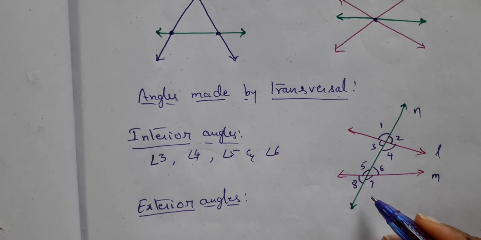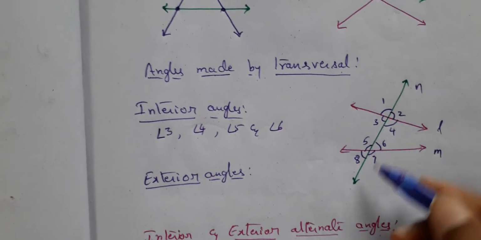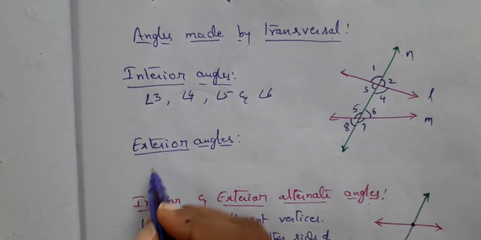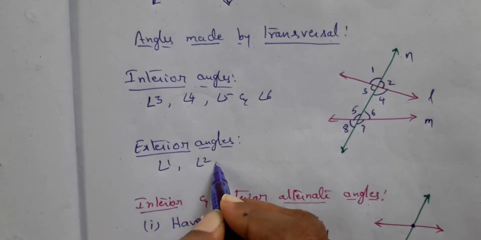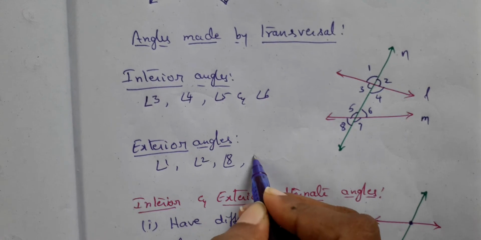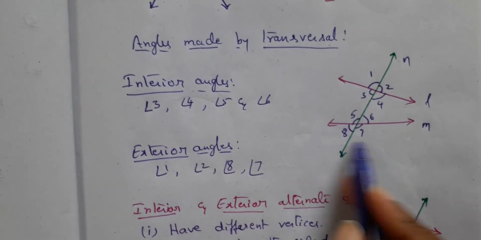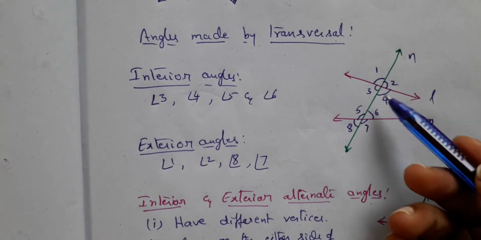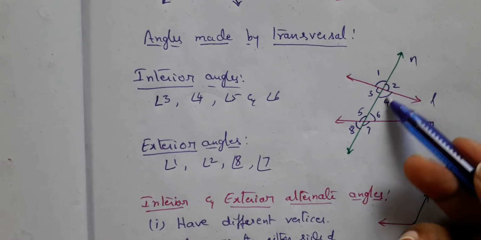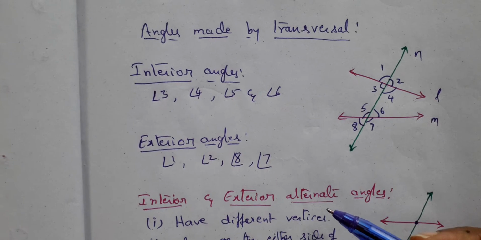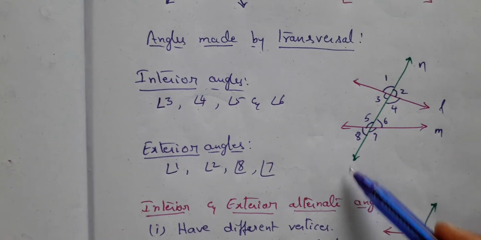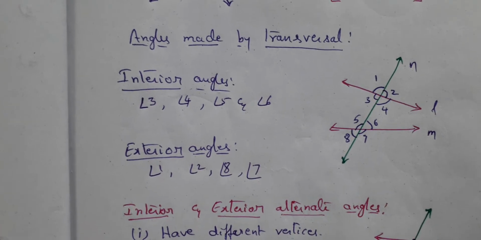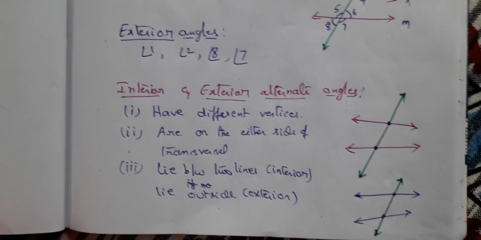Then it is very clear. Exterior angles means which are outside the two lines. So that is angle 1, angle 2, angle 8, angle 7. These are the exterior angles, meaning angles which are outside the two lines. Interior means angles which are inside, or in between, the two lines. Right? These are the angles made by the transversal. Fine. Right. So now we are moving to the next part.